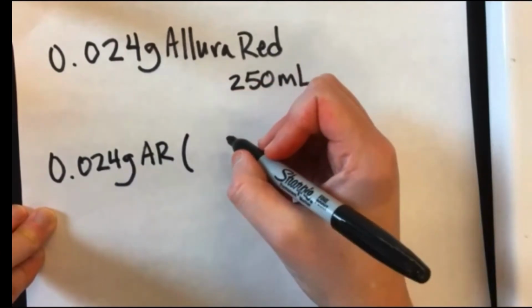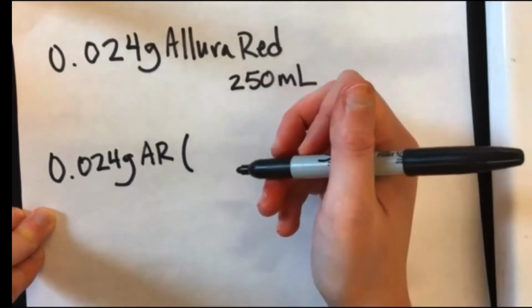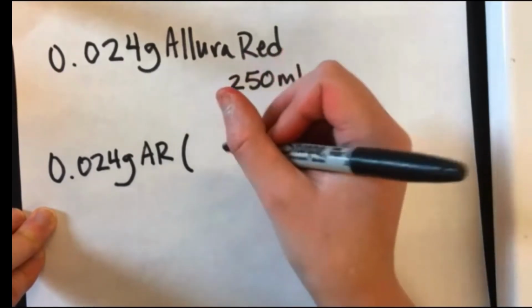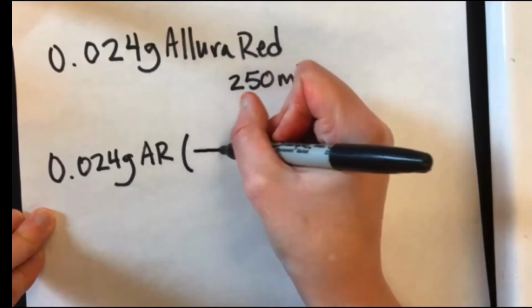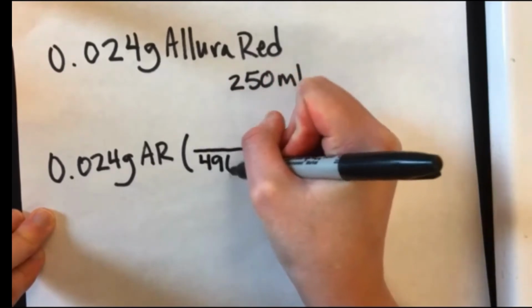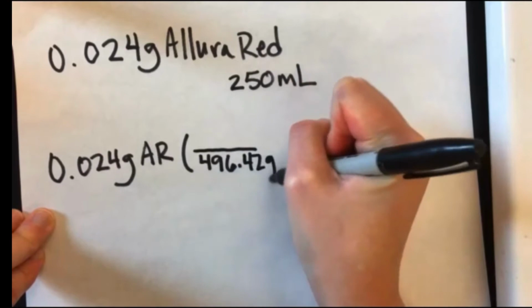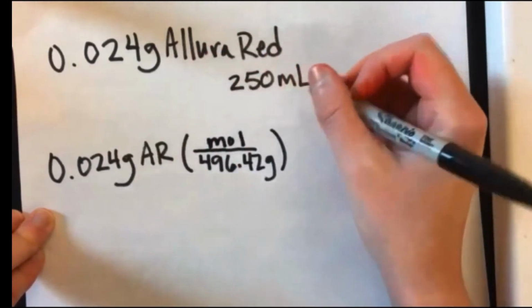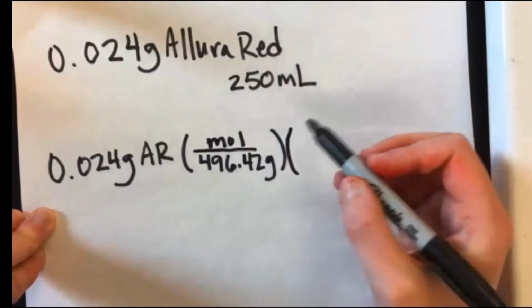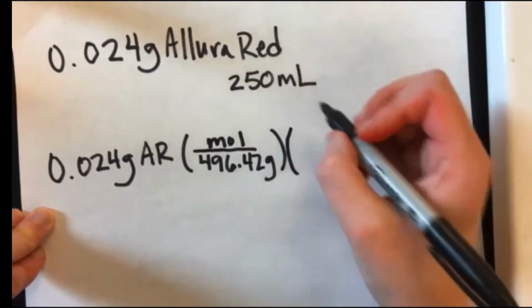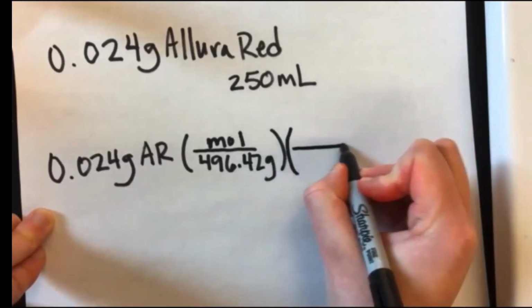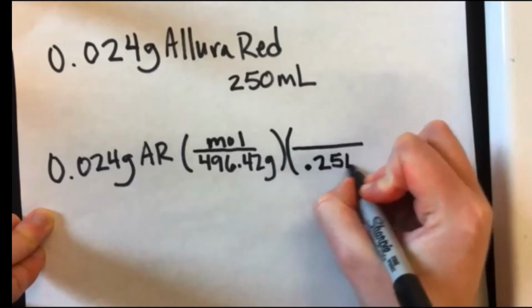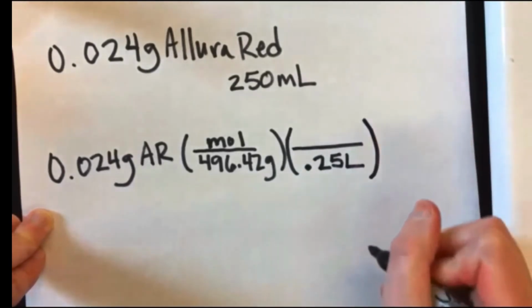We'll call it Allura Red. And so we know that the molecular weight of Allura Red is 496.42. You want that on the bottom. So we want our grams to cancel out, a mole on the top. And then we want moles per liter. So we're going to divide by 0.25 liters, because that's how much solution we made.